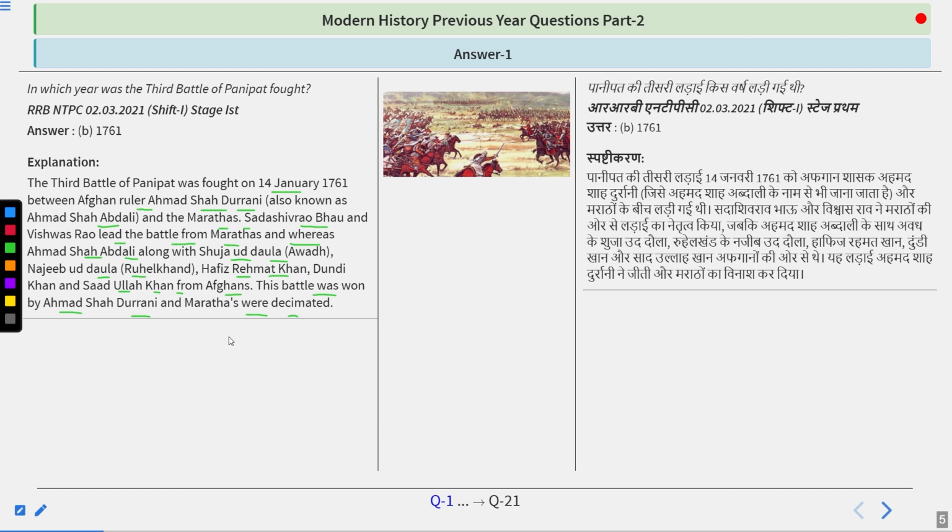After this, the Marathas got divided into 5 confederations, and later on these 5 confederations fought between each other, and that led to the decline of the Maratha Empire. So remember, it was in 1761.